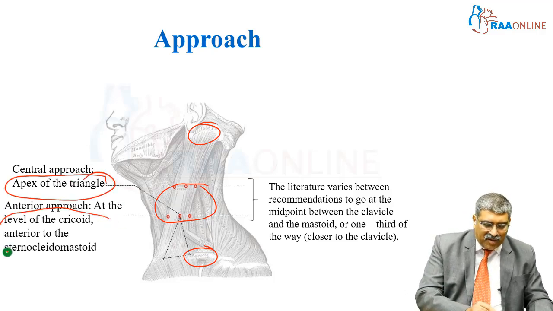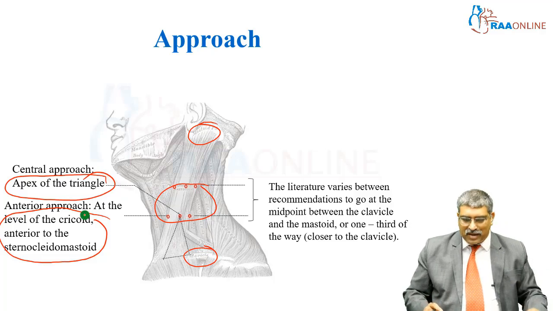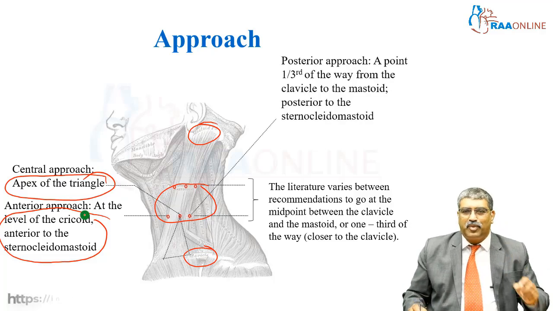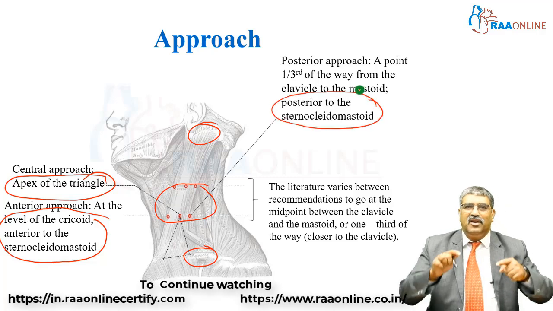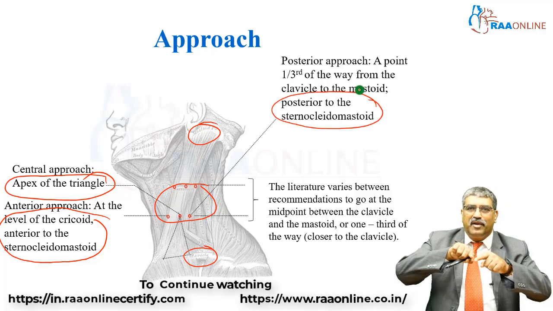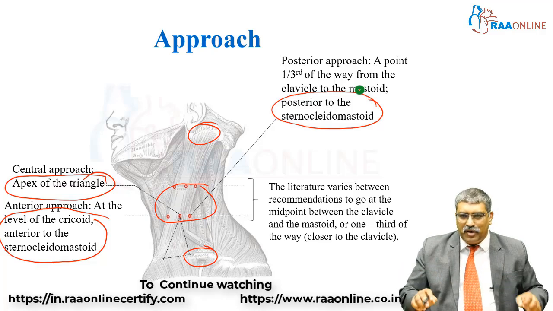Anterior approach is at the level of cricoid, anterior to sternocleidomastoid, and posterior approach is just posterior to sternocleidomastoid at the junction of external jugular vein crossing the sternocleidomastoid.